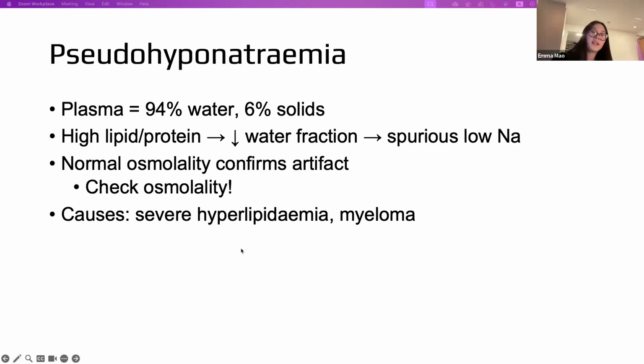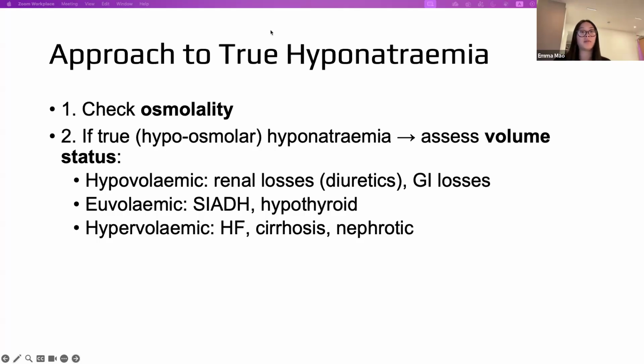The first thing to check is the osmolality to make sure that it's not pseudo-hyponatremia. If the osmolality is normal, it confirms that it's an artifact. If there's high lipid or protein in the blood, then there is a pseudo-hyponatremia. So severe hyperlipidemia and myeloma can cause pseudo-hyponatremia on blood tests. So it's important to check osmolality. Once you've checked the osmolality and it is low, then it's likely to be true hyponatremia.